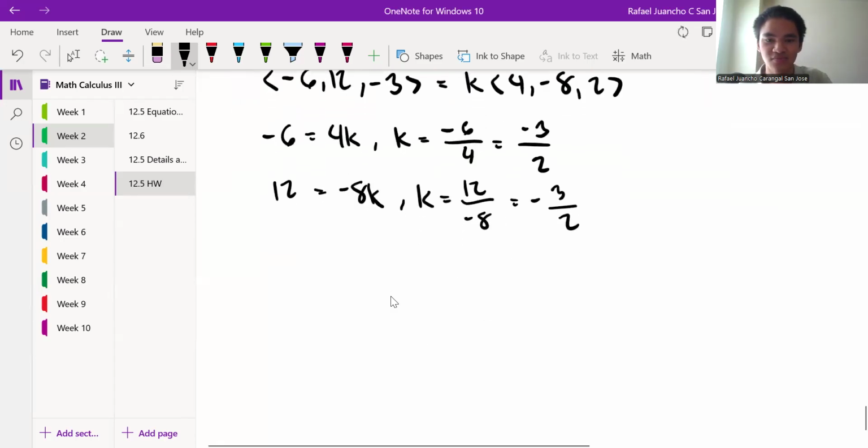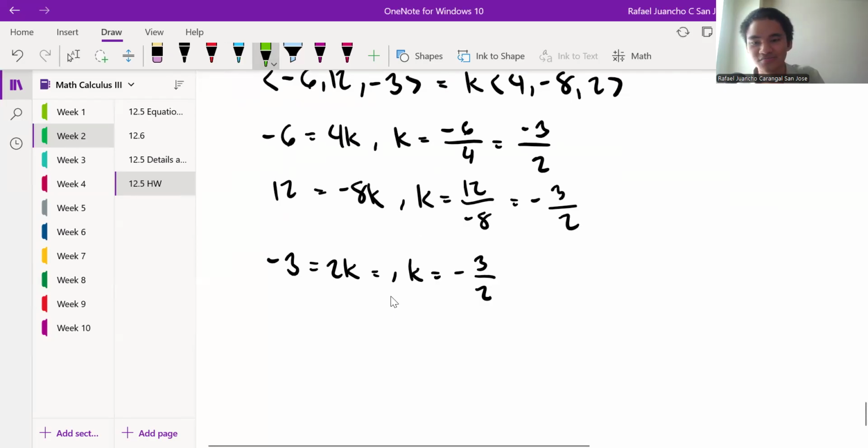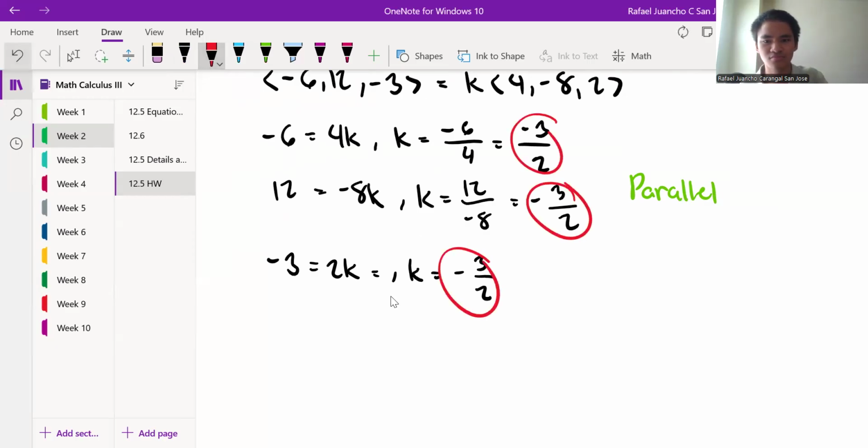And lastly, we have negative 3 equals 2k. And again, we do the same thing, negative 3 over 2. So we have the same, so it's parallel, because they have the same k.